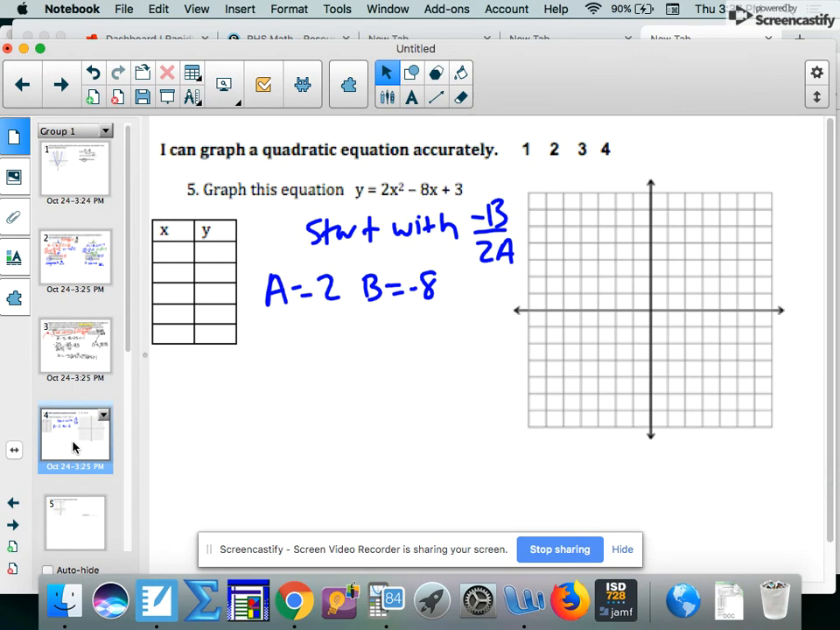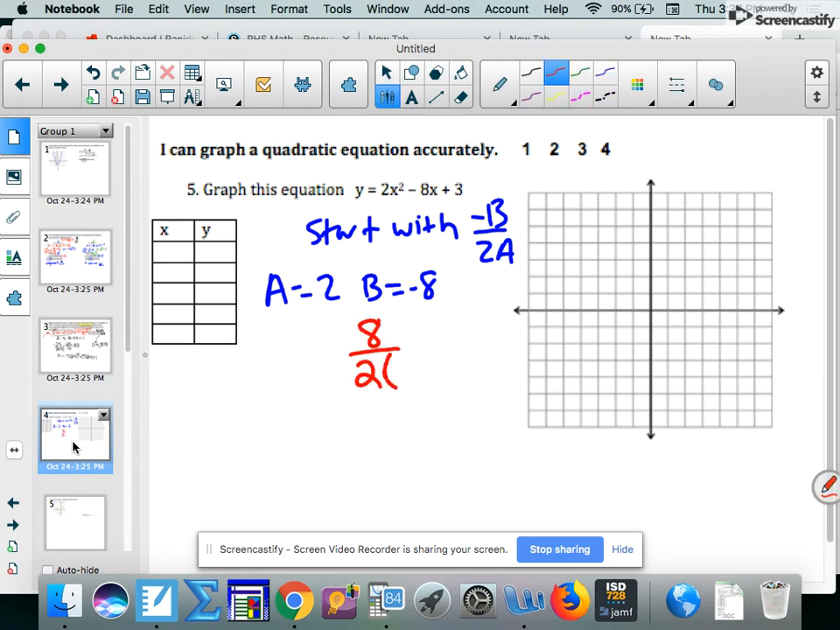So when I plug in negative 8, that turns into positive 8 divided by 2 times a, which is 2. I get 8 over 4, which gives me 2. That goes in the middle of your x values because the vertex is in the middle. So that's your middle x. And then you're going to do 2 above it and 2 below it. So you can do 0 and 1, and then 3 and 4.